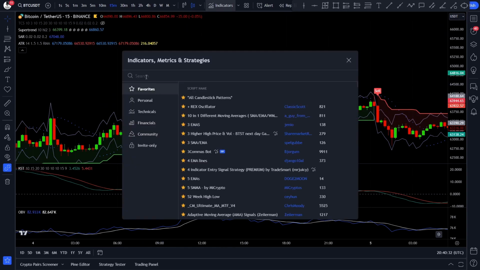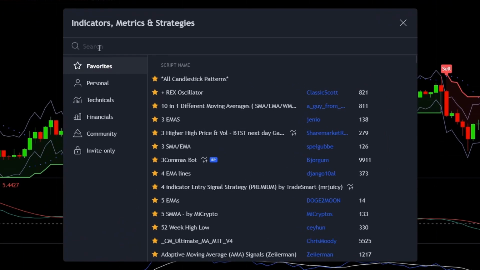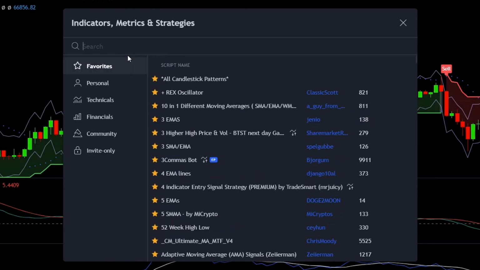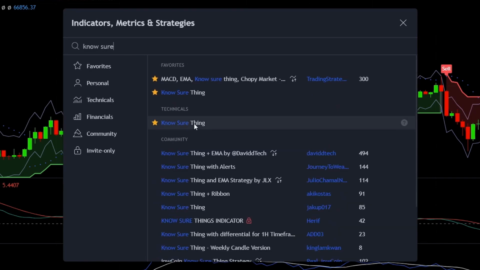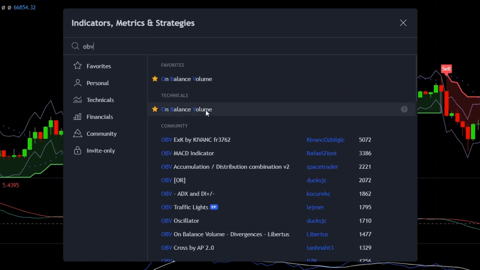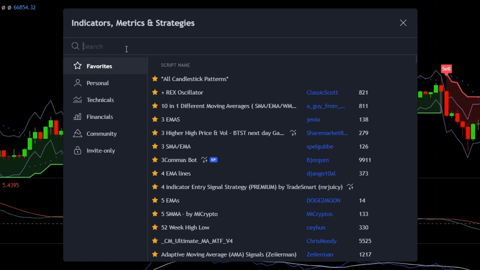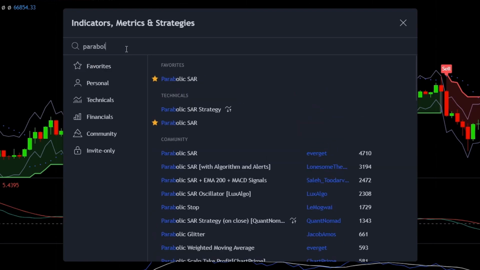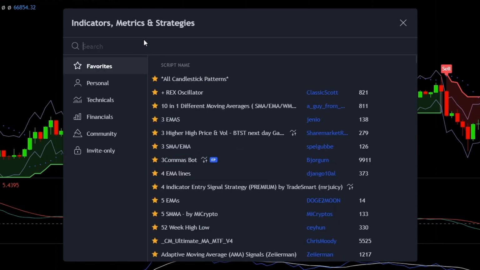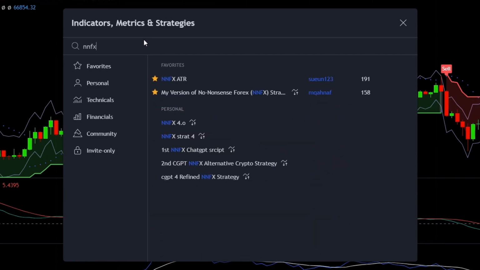Open up the indicators tab. Let's start off with our trend filter, which will be the SuperTrend. Add this one. Then our primary entry signal indicator, which is the No Sure Thing. Add this one. Then the entry confirmation indicator, which is our volume filter, OBV. That's the on-balance volume. Now our exit signal indicator, the Parabolic SAR. Add this one. And finally our stop loss and take profit placement, the NNFX ATR.